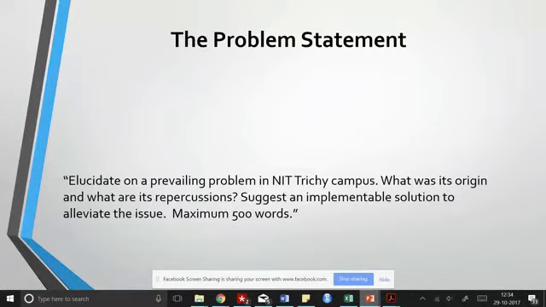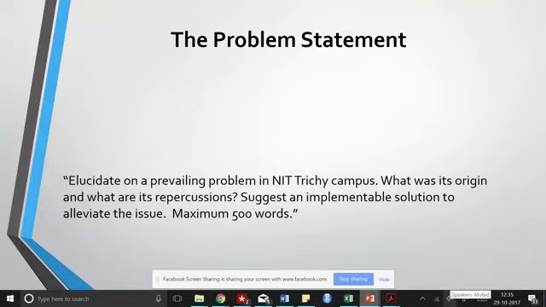Okay, so let's look at the problem statement. The problem statement says: elucidate on a prevailing problem in NIT Trichy campus. What was its origin? What are its repercussions? Suggest an implementable solution to alleviate the issue. So I think the first part of the problem statement here is very simple. You just have to find a problem or find something wrong with what's going on in our campus. And in any university which has a population of over 4,000 people, finding something that's going wrong is going to be very easy because it's bound to happen eventually. So I think that shouldn't be a problem for you guys.